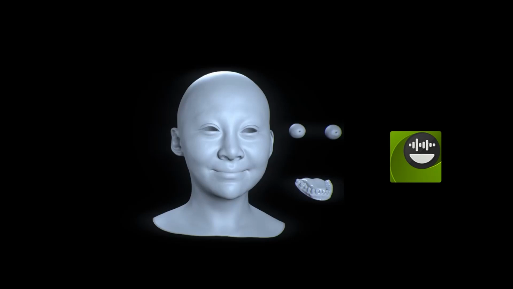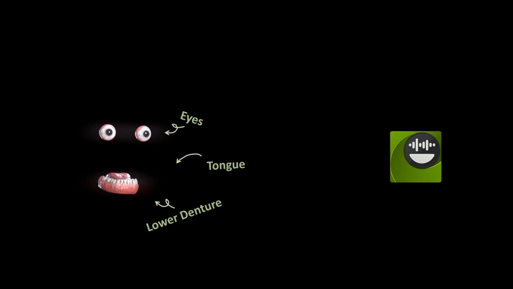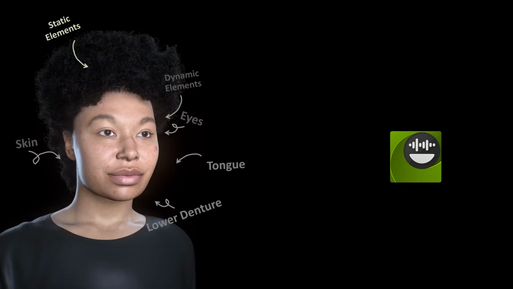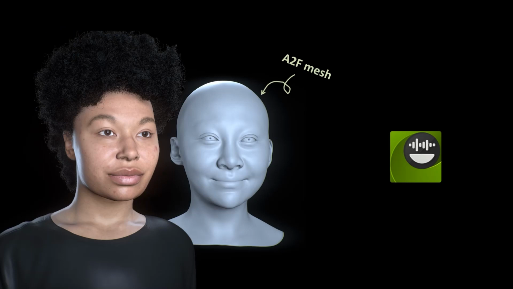In order to set up a character that can be driven by Audio2Face, the character will need to have a pair of eyes, a tongue, and a separated lower denture, and the skin for the face. The character could also have some optional elements: dynamic elements that move together with the skin, such as brows, eyelashes, or the tear line in the eyes, or static elements that are not moving with the skin, such as the hair or the shirt in this case. Finally, we need, of course, an Audio2Face mesh that will drive our character.